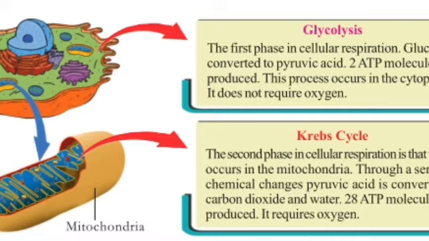It requires oxygen. Don't forget, this is a very important stage. You can expect questions from here. What are glycolysis and the Krebs cycle? What are the important points in glycolysis and the Krebs cycle? The second phase in cellular respiration is the Krebs cycle. Through this series of chemical changes, pyruvic acid is converted into carbon dioxide and water plus 28 ATP molecules. Oxygen is very essential for the Krebs cycle.